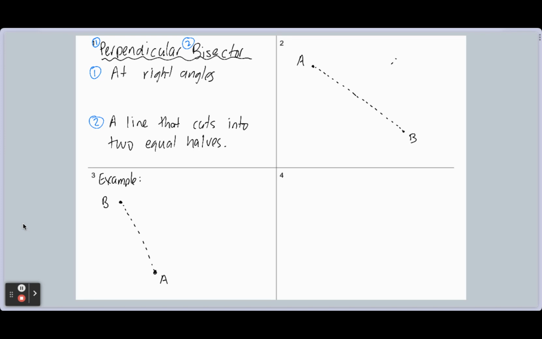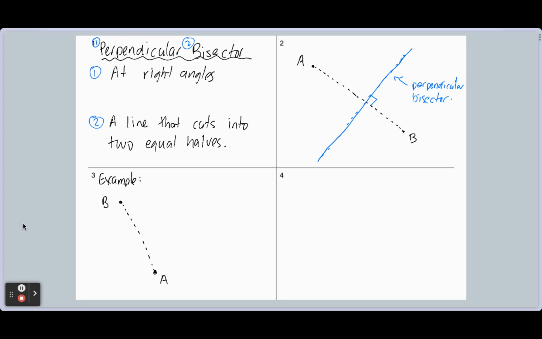Oops, just going to change color just to make it stand out. Like so. Actually, you know what? I should actually make it a solid line. So that is the perpendicular bisector. The reason why I'm making it a solid line is that between A and B, that's a distance. And I deliberately, I know it looks a bit vague. I said a line that cuts into two equal halves.